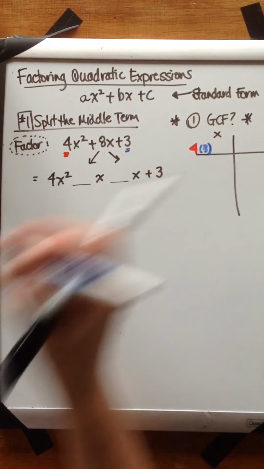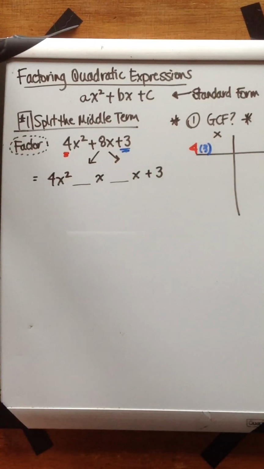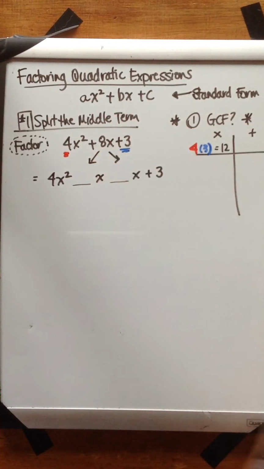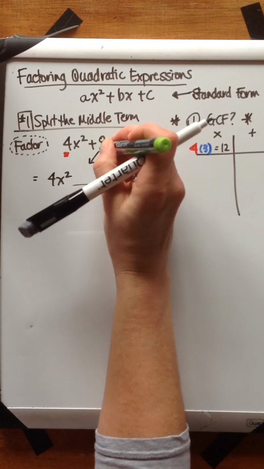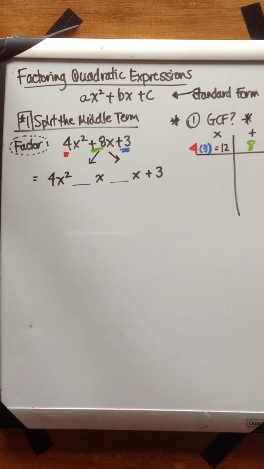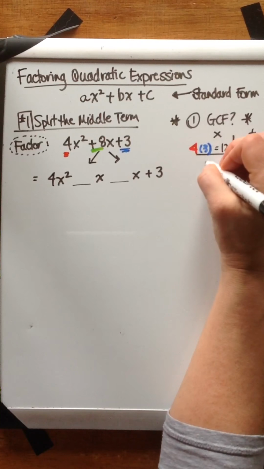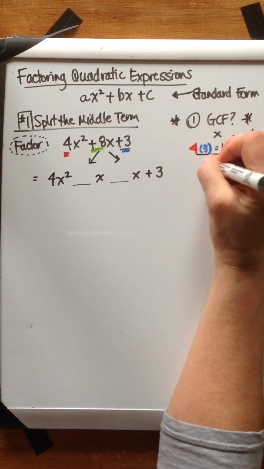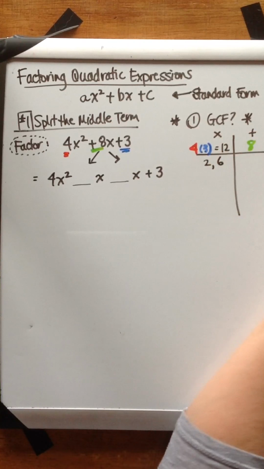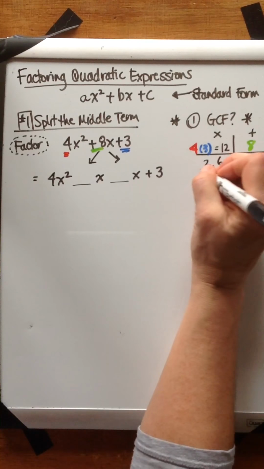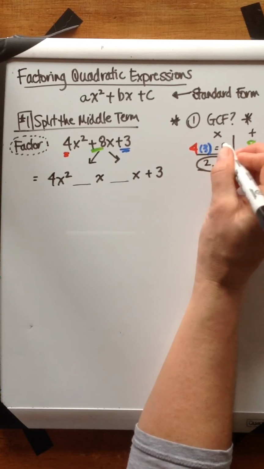So c is positive 3. I'm looking for 2 numbers then that multiply to give 12, and they have to add to give the middle value here, which is positive 8. All right, so can you think of 2 numbers that multiply to give 12 and add to give 8? If you can't, you can start at 1 and 12, then you go to 2 and 6, 3 and 4. Oh, wait a minute, 2 and 6. I think they also add to give 8. So there are my 2 factors that I'm looking for that meet this set of criteria.